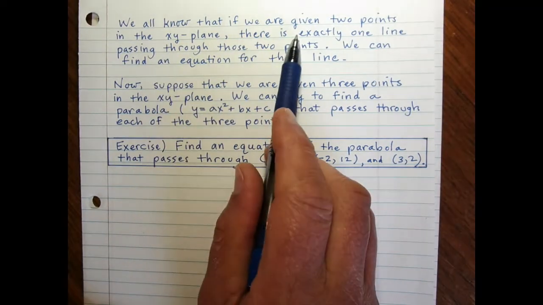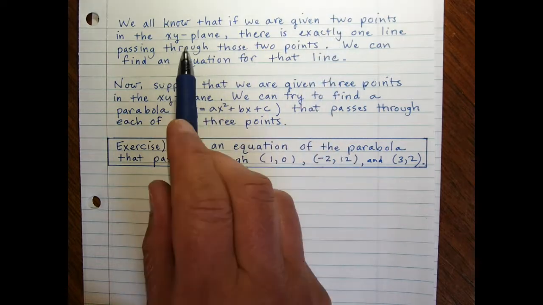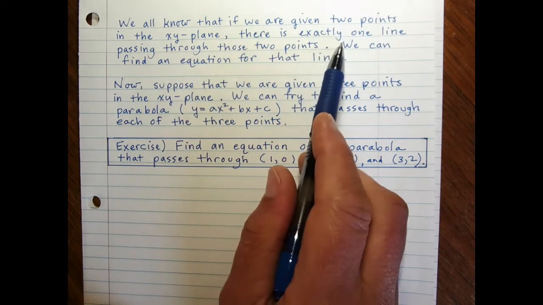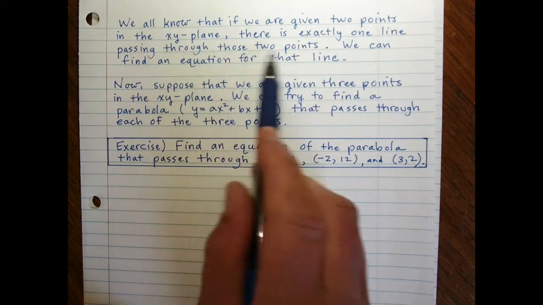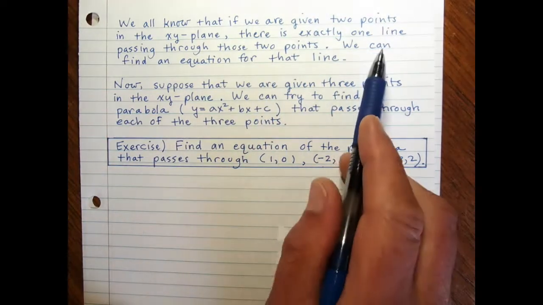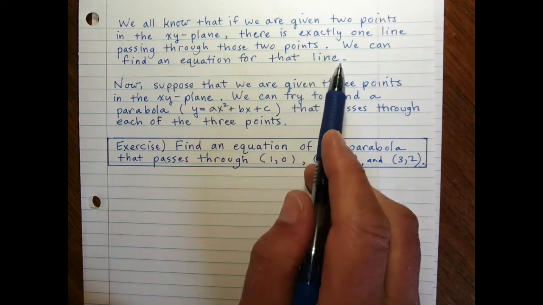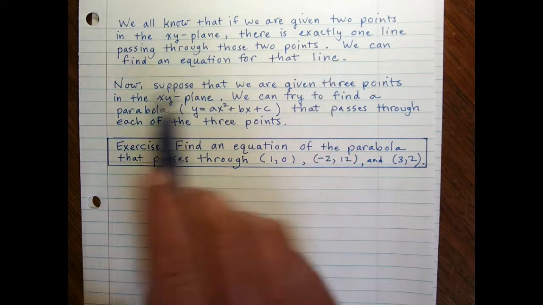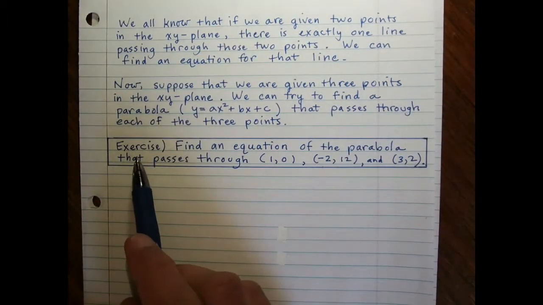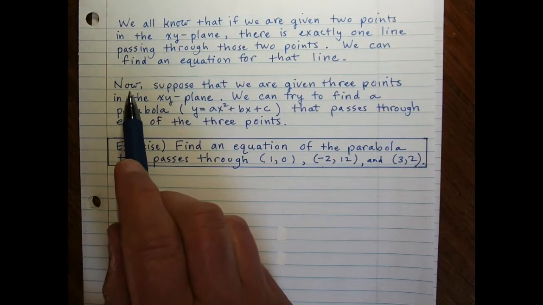We all know that if we're given 2 points in the xy plane, there is exactly one line passing through those 2 points. We can find an equation of that line. That's not what we're going to do here. We already know how to do that. Here's what we're going to do.